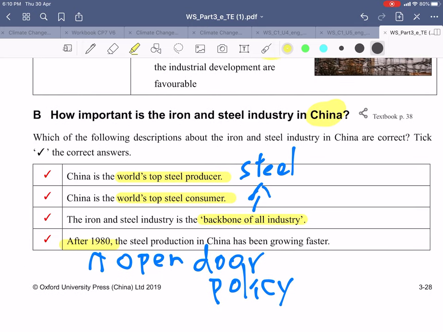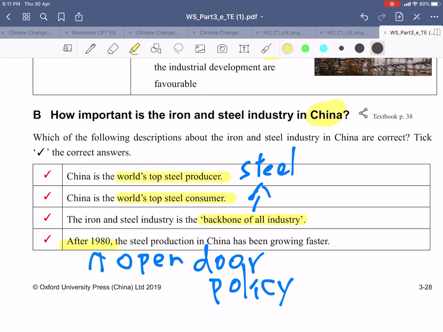China, as it is almost the largest economy in the world, is right now the world's top steel producer and also consumer. Why is the iron and steel plant very important? Because for everything you need to do for the economy, we need to use steel. For example, the car. For example, the building. So can the economy boom without these two things?